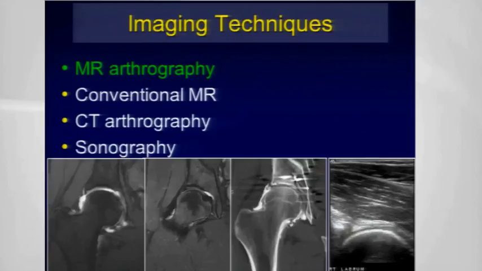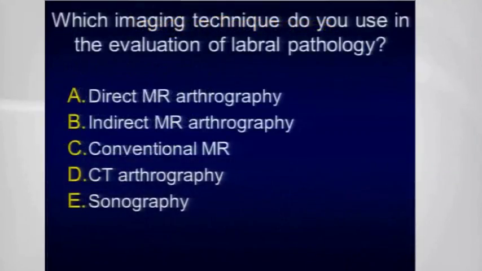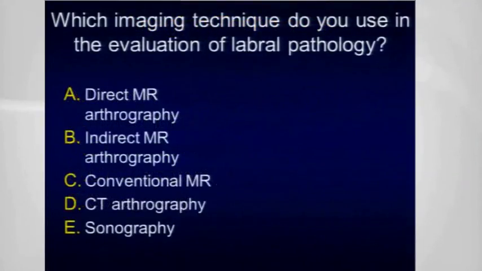The majority of this talk, and how we're going to discuss the technique, is going to be related to direct MR arthrography. So our first question is, and there's no right or wrong answer, which imaging technique do you use in the evaluation of labral pathology in your practice? A, direct MR arthrography, B, indirect MR arthrography, C, conventional MR, D, CT arthrography, or E, sonography.